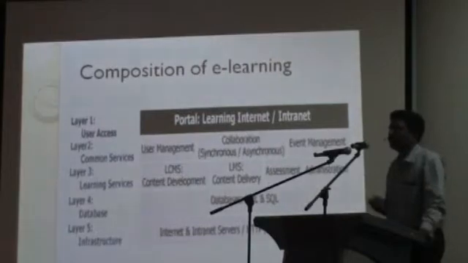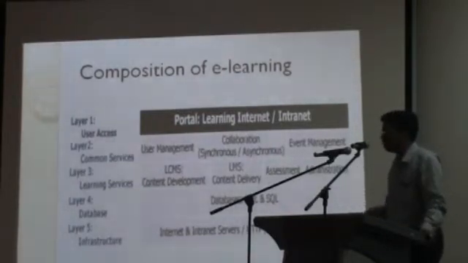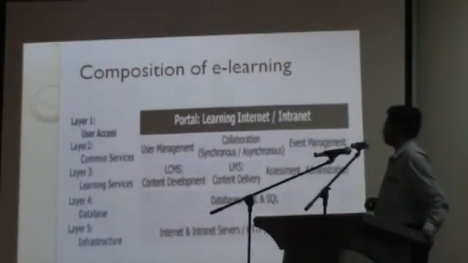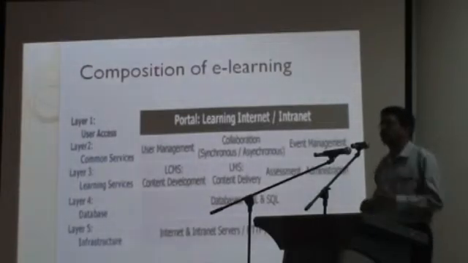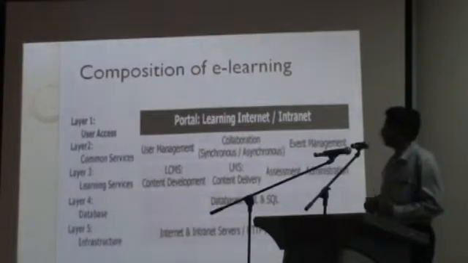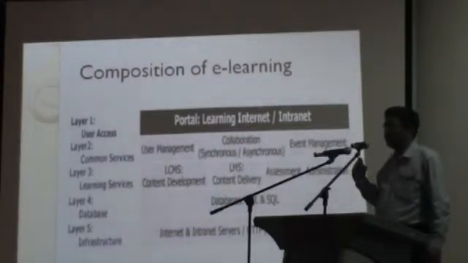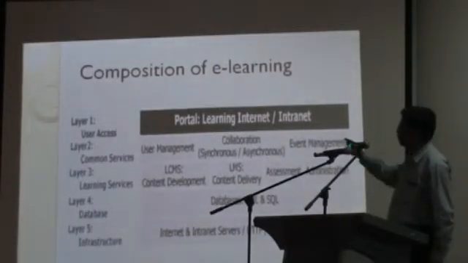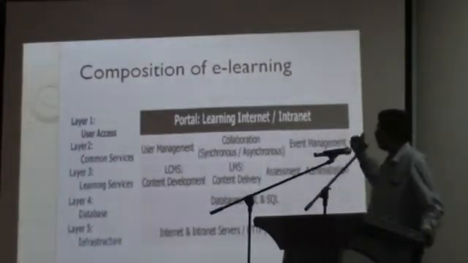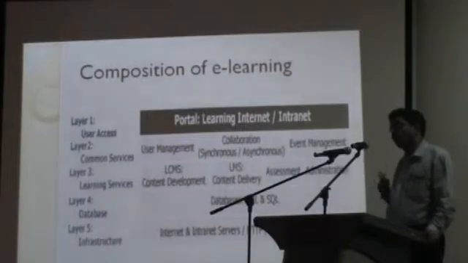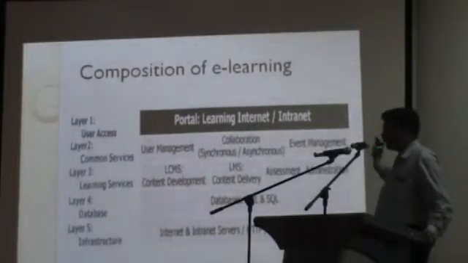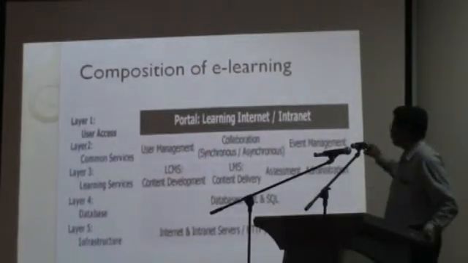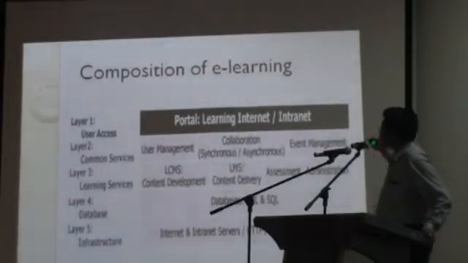Well, this is a composition of e-learning, which is a traditional thing and which is still continuing. In layer 1, we call it the user access, wherein the user will log in through an internet or intranet-based environment to access his learning content and learn. The second one is common services: user management, profile management, and collaboration, that is, when you want online or offline kind of learning. Then event management, which is specific to course scheduling, your messages, all that stuff. So that is the common services we call layer 2.